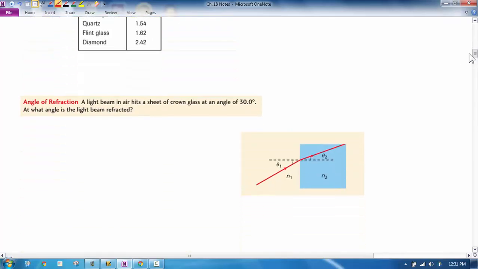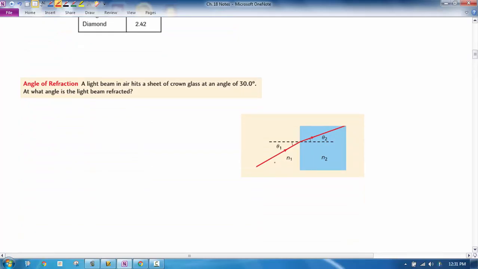So let's do a quick example. Let's say that a light beam hits a sheet of crown glass at an angle of 30 degrees. So this is 30 degrees right here. At what angle is the light refracted? So what we're going to do is n1 sine of theta 1, which is Snell's law, equals n2 sine of theta 2. Really simple.